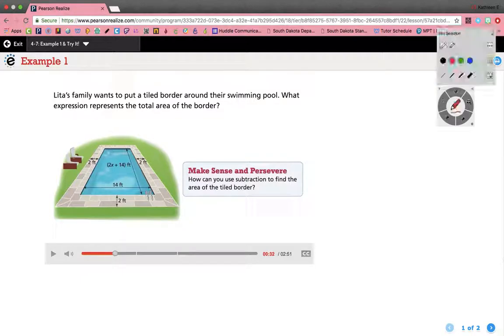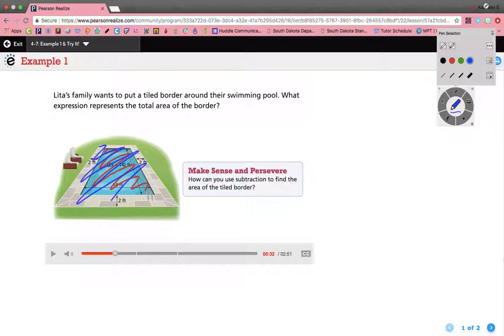Well, as the video will explain as well, we can take the area of the pool right there, and we can subtract it from the area of the pool and the walkway and be left with just the area of the walkway. Perfectly clear, right?